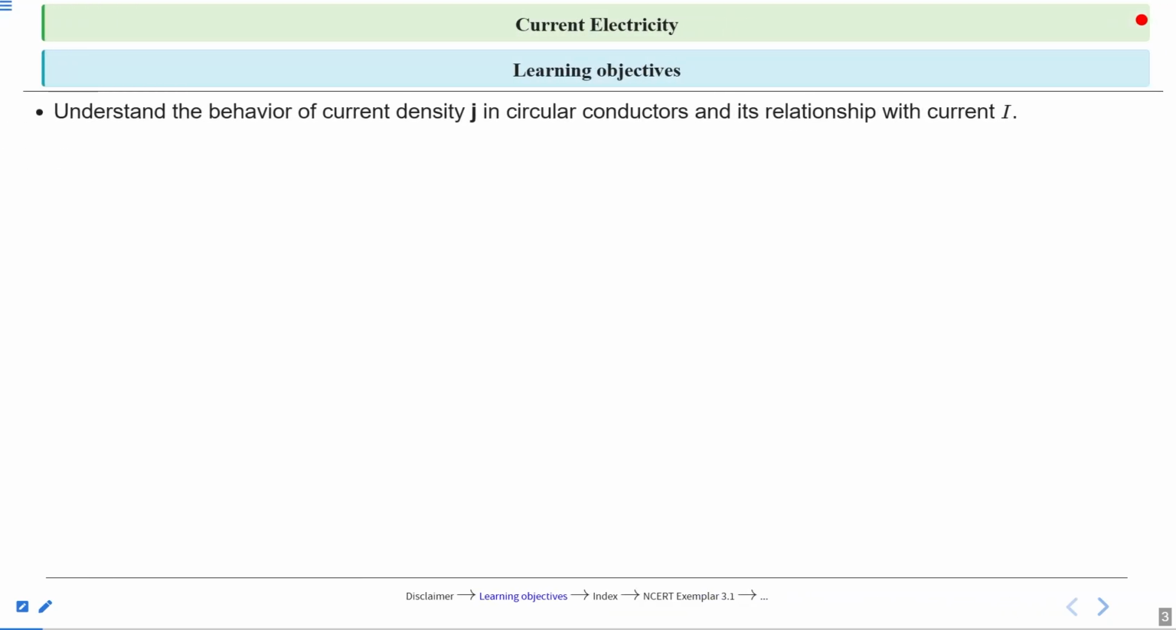Learning objectives that we are going to learn from today's lecture. You are going to understand the behavior of current density J in circular conductors and its relationship with current I. You are going to understand Kirchhoff's laws to analyze complex circuits.